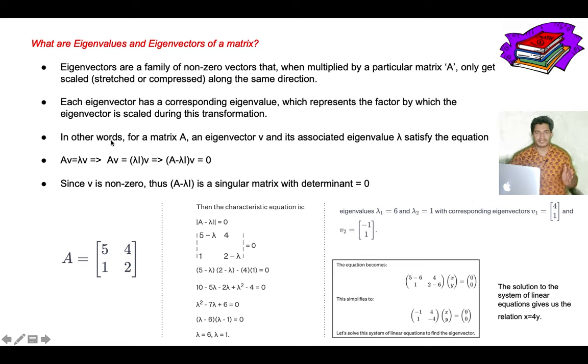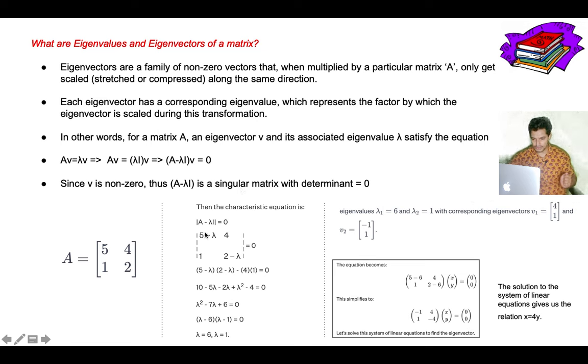transformation. So in other words, for a matrix A, there exists an eigenvector V, which just gets scaled by lambda when multiplied with matrix A. So AV equals lambda V. AV can also be written as lambda I into V, and if we bring this term here, it becomes (A minus lambda I) V equals 0. Now, we have already said that eigenvectors are a family of non-zero vectors, so V can't be 0. So the only possibility is that A minus lambda I is a singular matrix. Then only it can be 0, right?